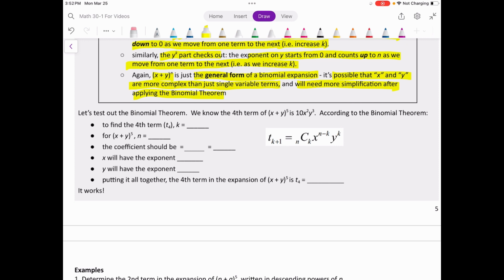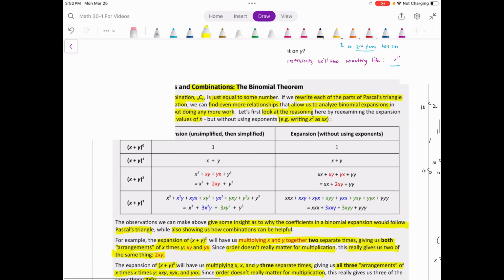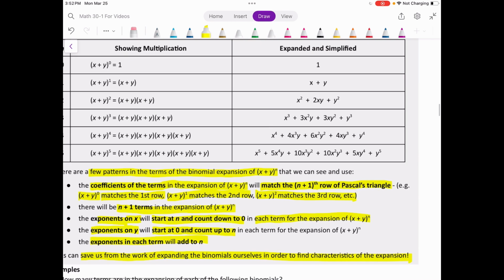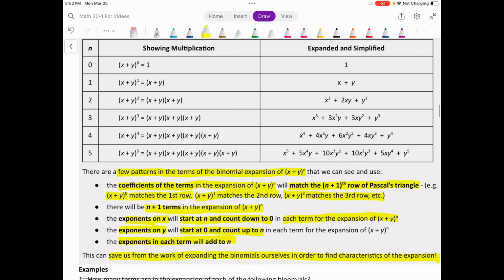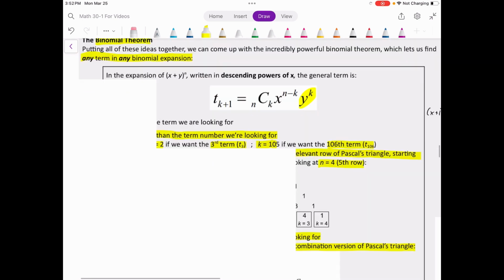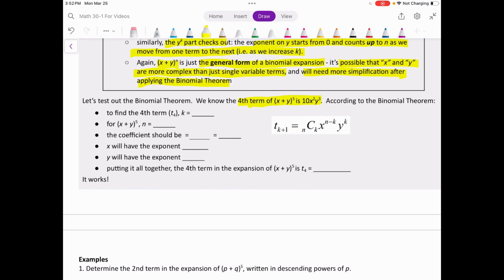So we know that the fourth term of x plus y to the power of 5 is 10x squared y cubed. You might be saying, I didn't know that. We looked at it up here, right? The fourth term, so 1, 2, 3, 4, fourth term of x plus y to the power of 5 is going to end up being 10x squared y cubed. You can try foiling that all out if you want and see if that really is the fourth term, okay? But let's just see what the binomial theorem tells us.